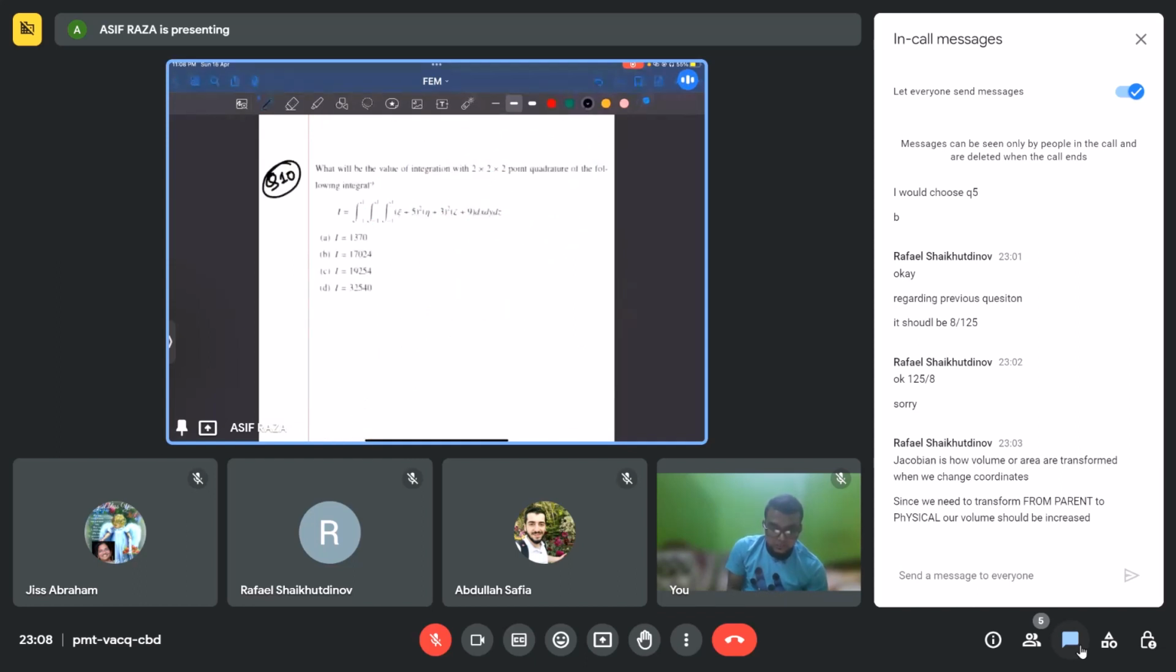Okay. This is the last question for assignment number 12. I'll not solve it exactly, but we can see how it will be solved. What will be the value of the integration with 2 by 2 by 2 point quadrature of the following integral? And we have this function. You need to solve this. So suppose this is f(psi, eta, zeta).